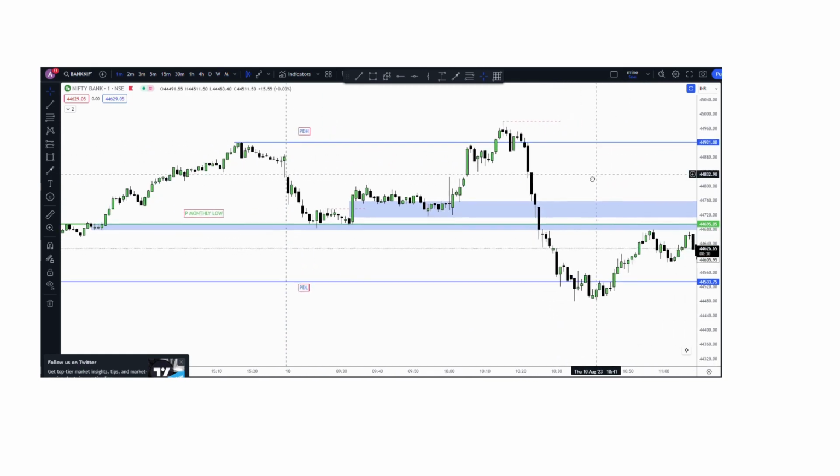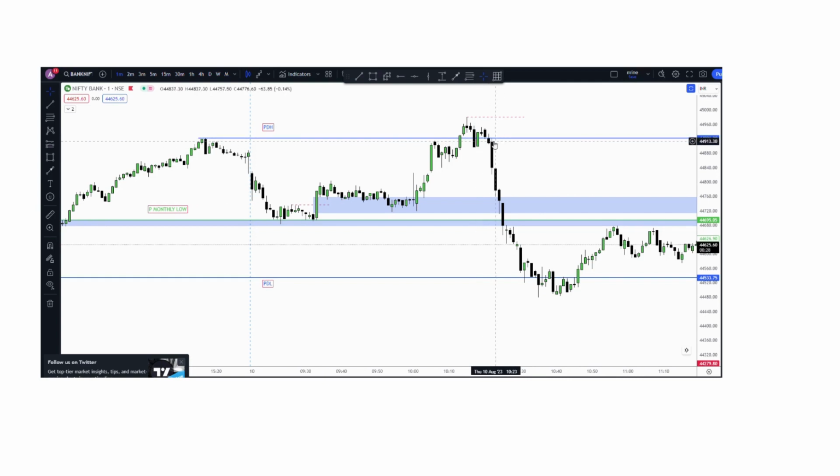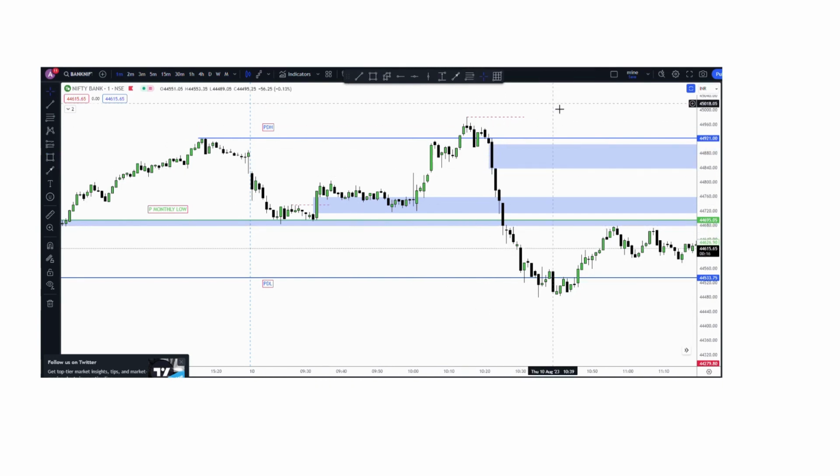And it fell down from where? From our levels only. All right, so this short-term low was created. Price broke it. You can see there was a fair value gap created over here, but price never came back. There was another fair value gap created between the 10:22 and 10:24 candle. Again, price never came back over here, so it didn't give us a chance to get into the trade.